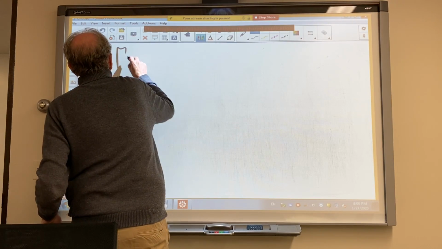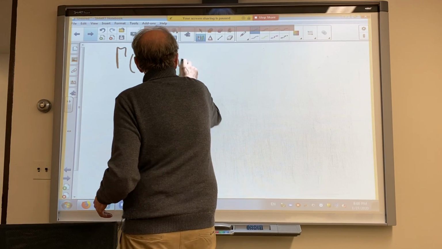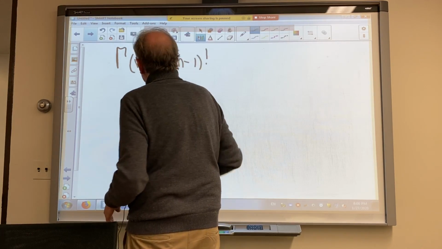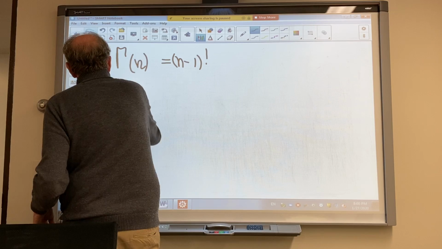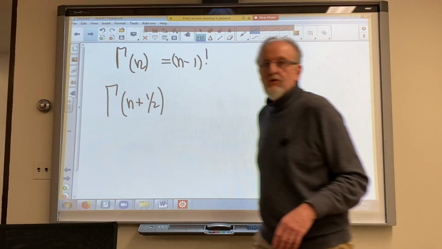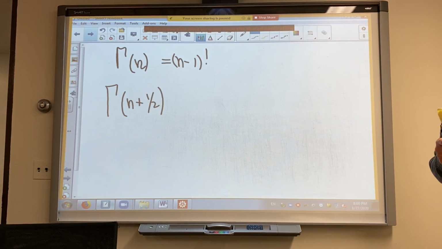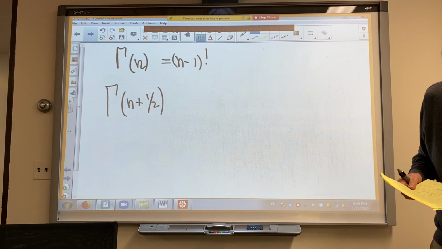So, gamma of n, where n is an integer, we already know what it is. Okay, now I want to calculate gamma of n plus 1/2. So of a semi-integer number, okay? And do I have it?